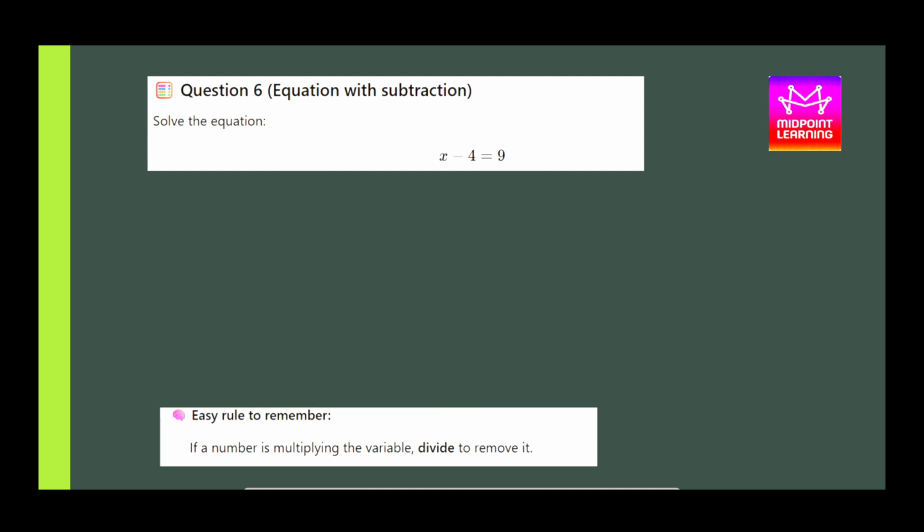Equation with subtraction. So we have to solve this equation: x minus 4 is equal to 9. An easy rule to remember here is, if a number is multiplying the variable, we have to divide to remove it. But if the number is subtracted from a variable, we have to add the same number to remove it. So the rule here is actually for addition and subtraction, not for multiplication and division. Just check that out.